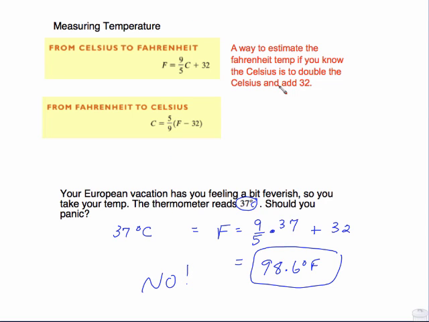Little comment here, this is not for doing your homework, but this is just if you happen to travel and you want to do some conversions and you don't have a calculator. A way to estimate the Fahrenheit temperature, if you know the Celsius, is to double the Celsius and add 32.